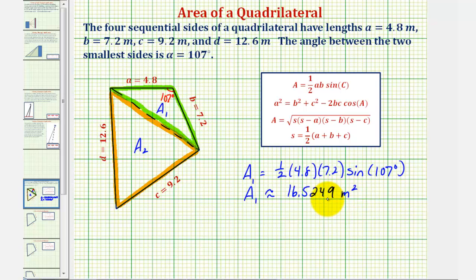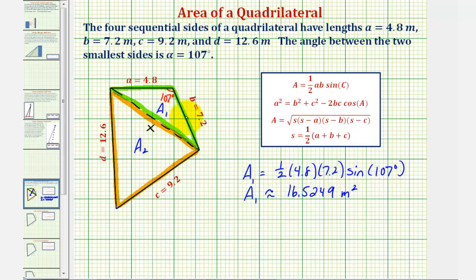Now we'll work on determining the area of A sub 2. And notice how to apply Heron's formula, you do have to have the length of all three sides. So we're missing the length of this side here. Let's call it x. But we can find the length of this missing side by using this upper triangle in green, using the law of cosines.